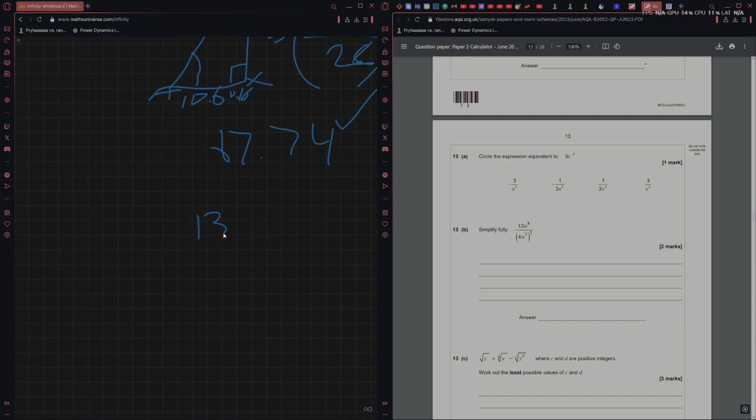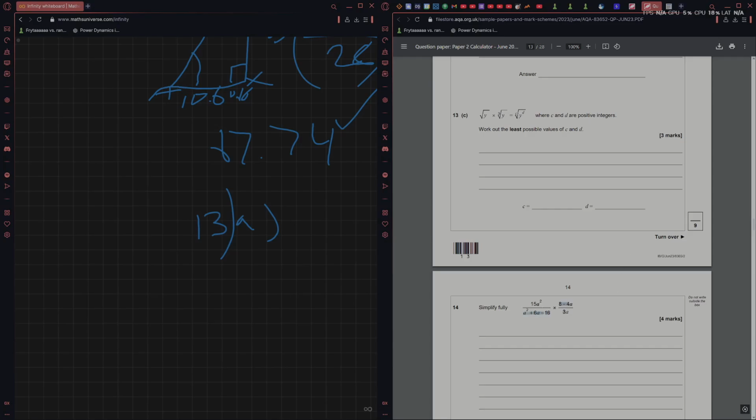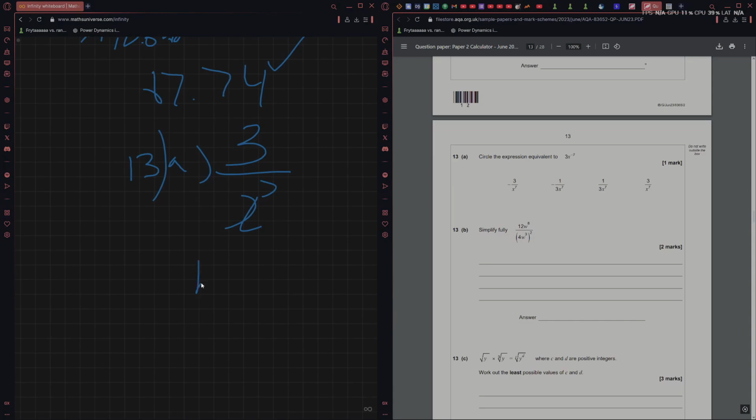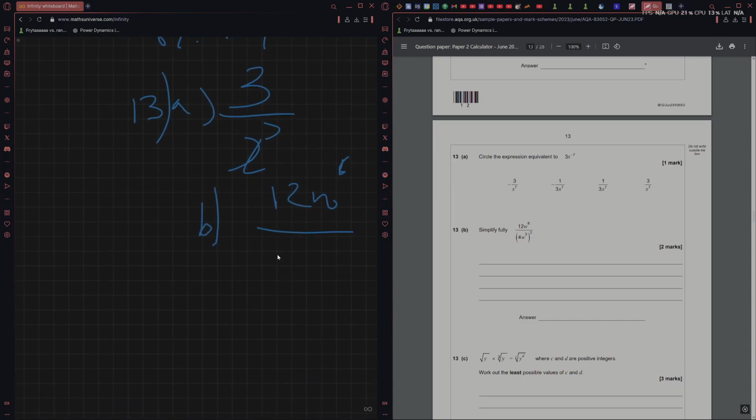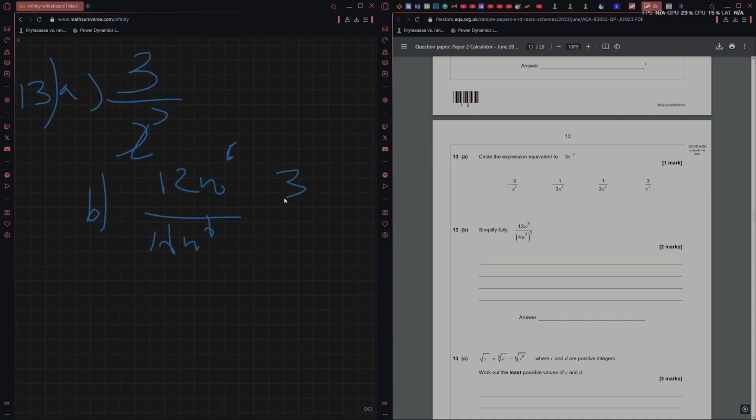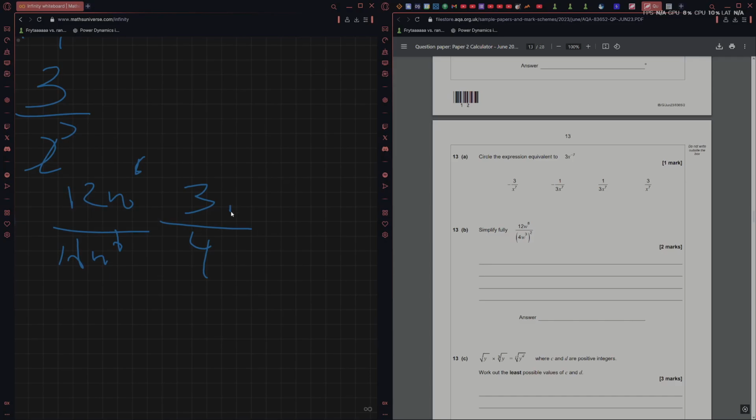Let's see. Right, 13. This is looking at some indices stuff. Also, I'm not doing this question, it's more algebra. 3x to the negative 7, that is 1 over, that's 3 over x to the 7. Nice. So we're going to simplify that. More boring algebra. 12w to the 8 over 16w to the 6. So we have 3 over 4w squared.